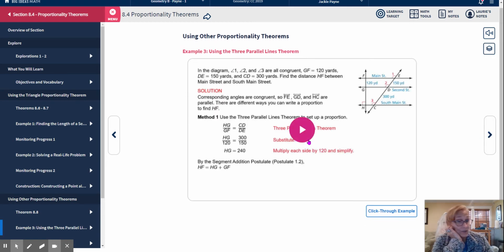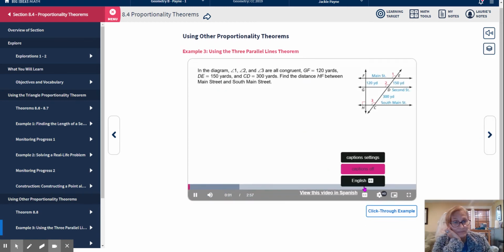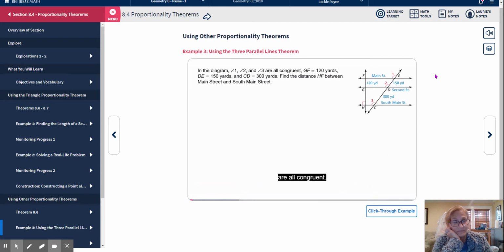In the meantime, this is how you solve a problem. In the diagram, angle 1, angle 2, and angle 3 are all congruent. GF is equal to 120 yards, DE is equal to 150 yards, and CD is equal to 300 yards. Find the distance HF between Main Street and South Main Street.